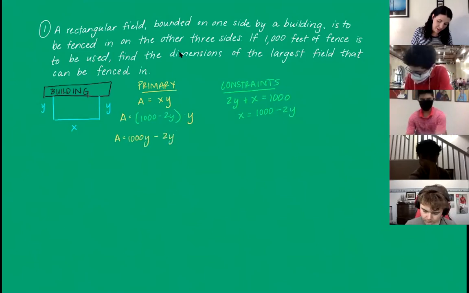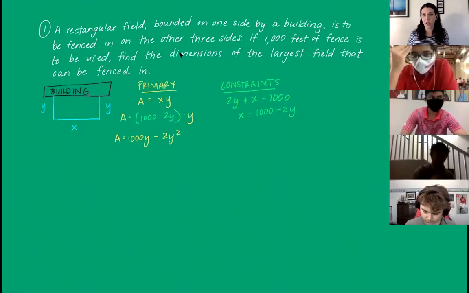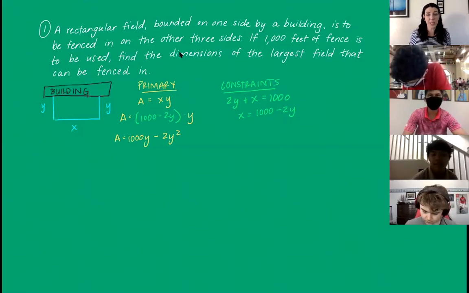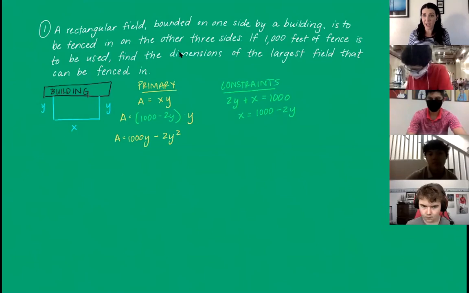minus 2y squared. Now here is a really common mistake. Students often will set this equation equal to 0, which is not what you should be doing. All you would be doing is saying that the area is equal to 0 if you do that. Instead of setting this equal to 0, you still need to take the derivative. So don't forget to actually find the derivative of this equation, right?